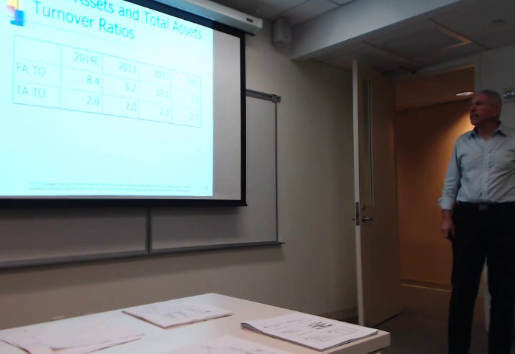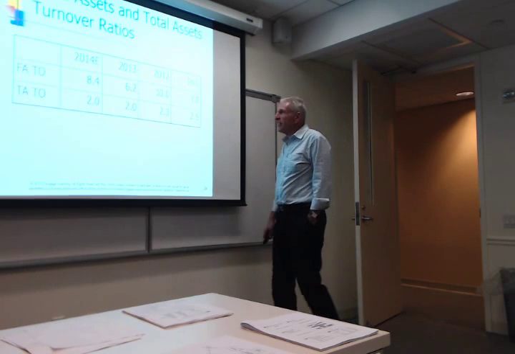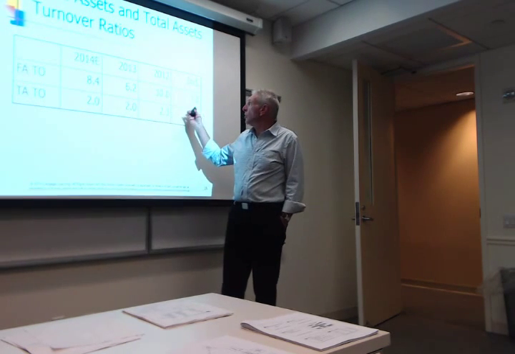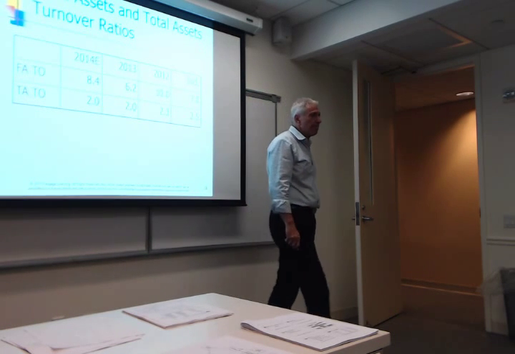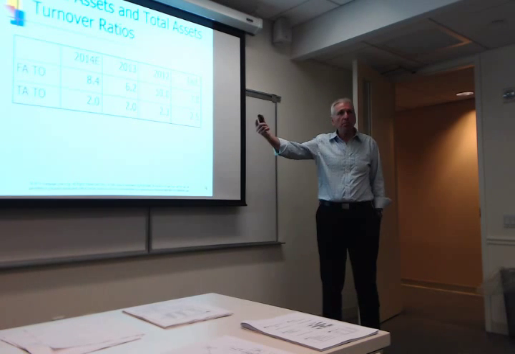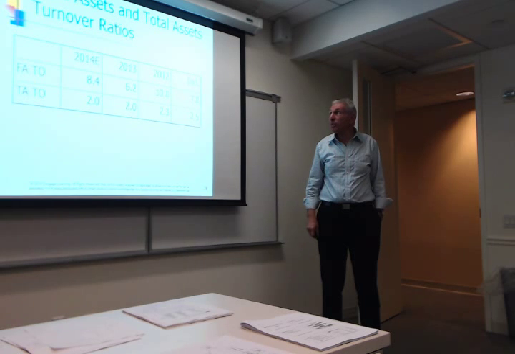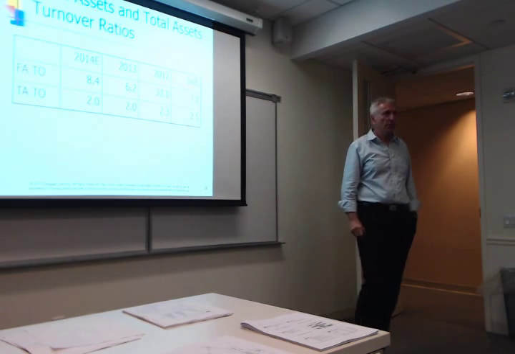Now, again, let's look at how we're doing versus the industry average. On our fixed assets, we're doing better than the industry average, right? We're generating more sales per dollar of fixed assets. We're generating 8.4 versus an industry average of 7. Doing the right thing here.